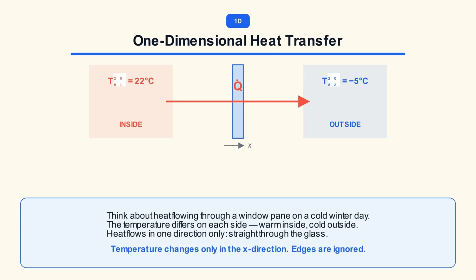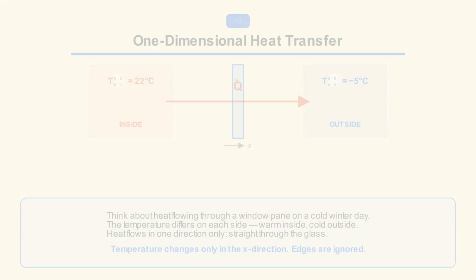This is one-dimensional heat transfer. The temperature changes only in the x direction. We ignore what happens at the edges. This is the simplest and most common approximation in engineering, and it's incredibly accurate for flat walls.